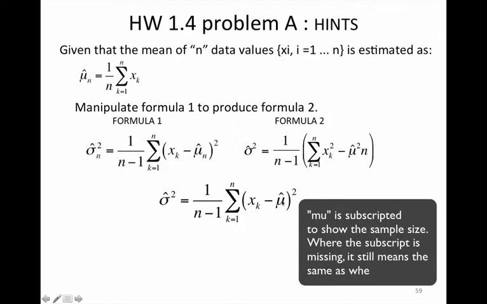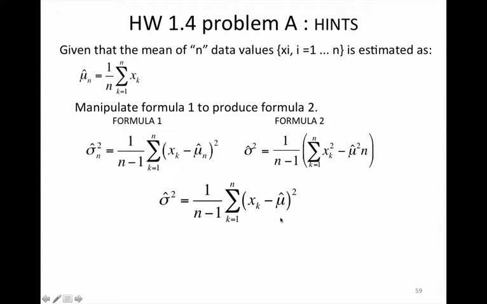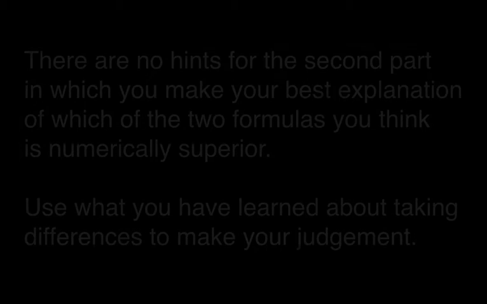And notice that mu hat really is a constant by now. We've already done the averaging, and it is really just a number. Okay, so don't forget that. It's a fancy looking number, but it's still a number. If you do square this out, you should get something that looks like this. So make this your very first step.